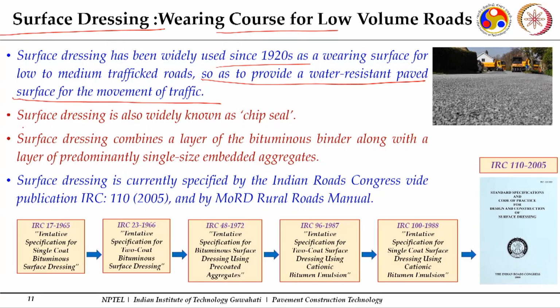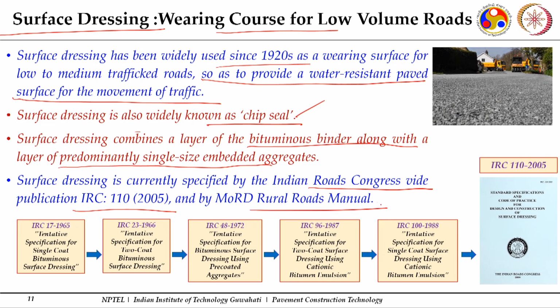That requirement is there even where low volume roads or roads having lesser amounts of traffic are concerned. It is known by different names in different countries. One common name used for these kinds of mixes is chip seals. It involves an application of bituminous binder along with an application of chips over the surface. Guidelines are available in IRC 110 as well as in the rural road manuals.